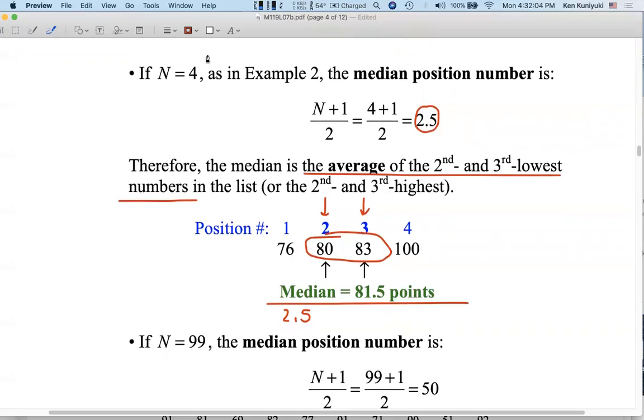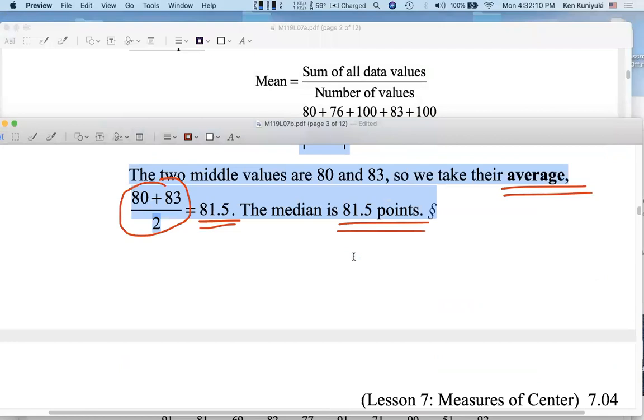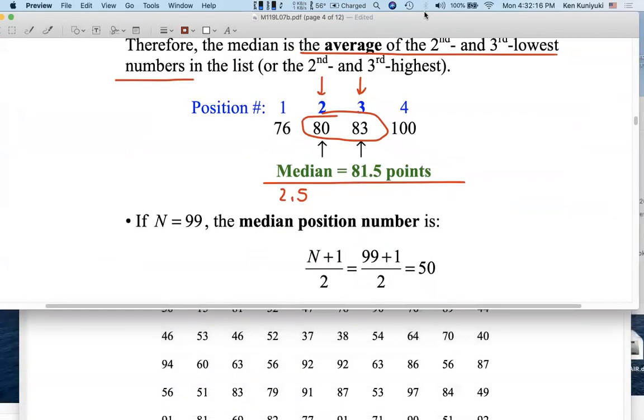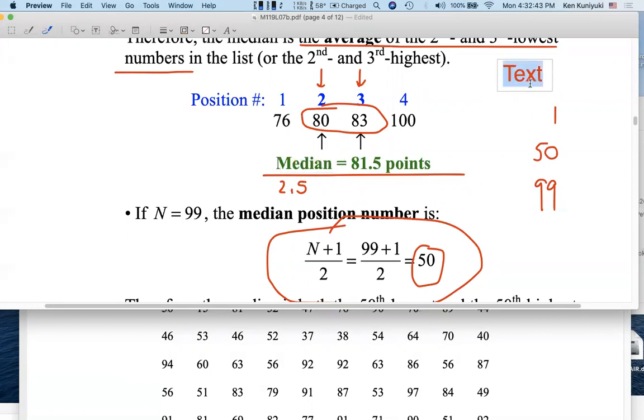All right, now let's say that we have 99 data values. Imagine a big Excel spreadsheet. The median position number is given by 99 plus 1, which is 100, and then you take that, divide by 2, and you get 50. So if your Excel spreadsheet goes from row 1 to row 99, and you don't have any headers, then you want the entry in position 50, row number 50, after you've done what? After you've done sorting.